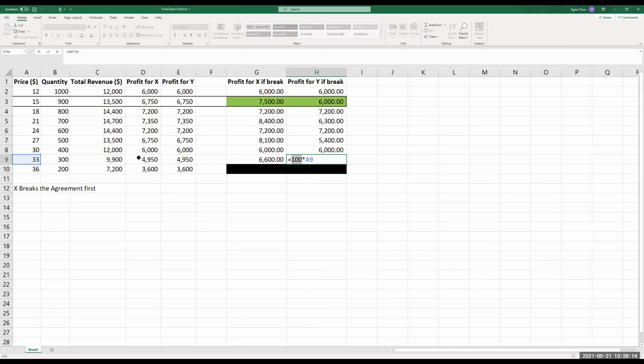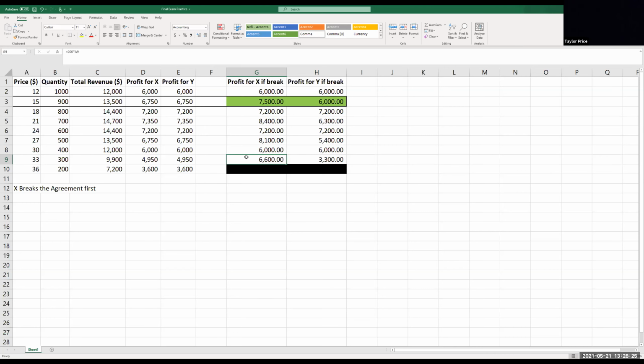So profit for X, if they break the agreement, would just be the next price up times that new quantity, right? Yeah. And Y would just be the same, like 36 times 200, or would they also stay at a higher price and a higher quantity? Yeah, so basically that's pretty much the process.